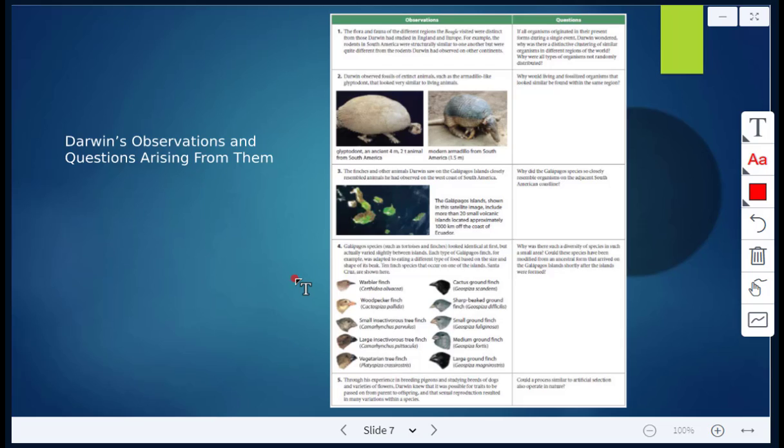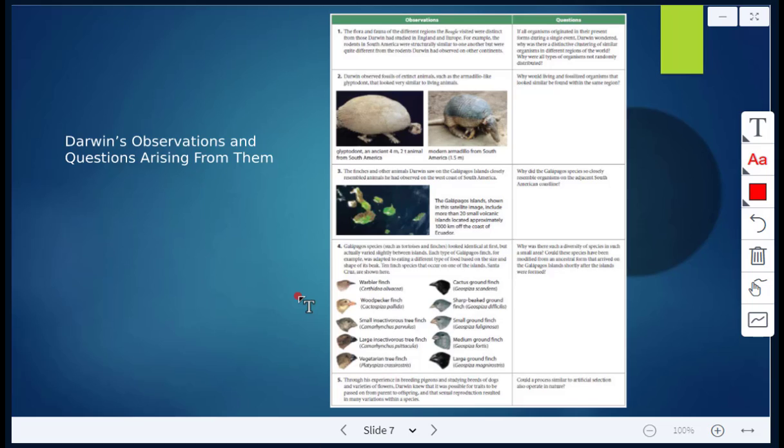And then here we're looking at pictures of finches, but he also looked at tortoises as well. They looked identical at first, but they all actually varied slightly between islands. So for example, each type of Galapagos finch was adapted to eating a different type of food based on the size and shape of its beak. And here we can see 10 finch species that occur on one of the islands, Santa Cruz. All right, so here we can see this diagram and all the variations in their beak sizes.